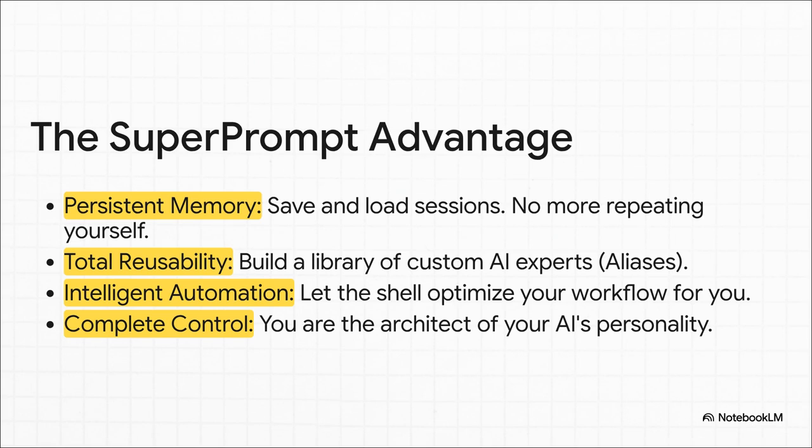You get persistent memory, so your AI is always up to speed. You get total reusability, which lets you build a personal library of your own expert aliases. You've got intelligent automation to streamline your entire workflow. And all of that adds up to one thing: complete control. You are the architect of your AI's personality and its memory.